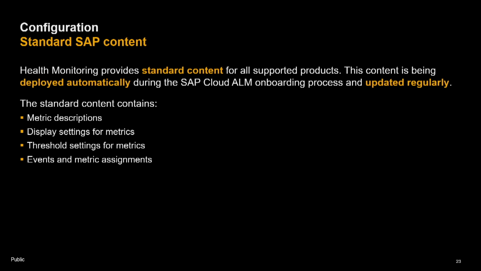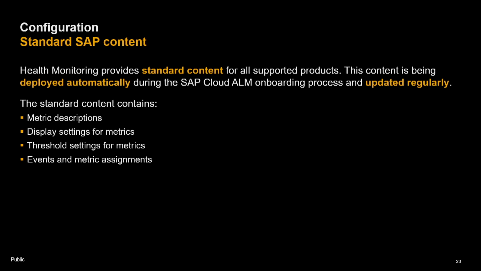We have the display settings for metrics, so this defines how it is displayed in a card, in which section it is displayed, and what the default behavior should be when I click it. Do I want to have it sorted by value, ascending, descending, or by status? This is all in the content, and can therefore also be changed by us and easily distributed to customers if we have any issues.